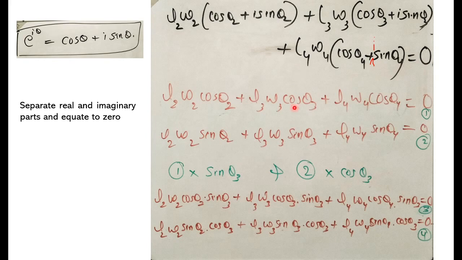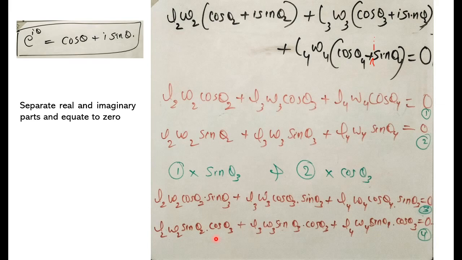Therefore, to make both terms the same, we are multiplying the second expression's coefficient into the first equation and the first equation's coefficient into the second equation. Okay, so you do that, then what you can write is L2 omega 2 cos theta 2 into sin theta 3 plus L3 omega 3 cos theta 3 into sin theta 3 plus L4 omega 4 cos theta 4 into sin theta 3. On all terms sin theta 3 is added, equal to 0. There will be no change.